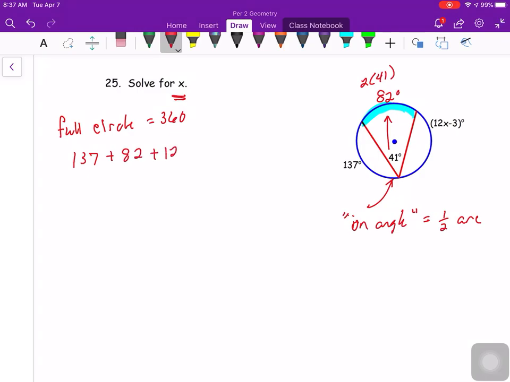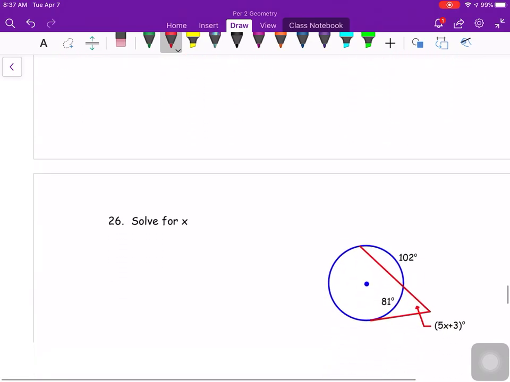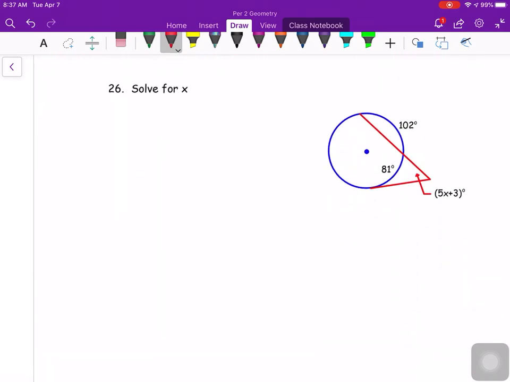And then I use a full circle. So 137 plus 82 plus 12x minus 3 equals 360. Combining like terms, 137 plus 82 minus 3, 216. Subtract 216 on both sides. 12x equals 144. Divide by 12, and I get 12.